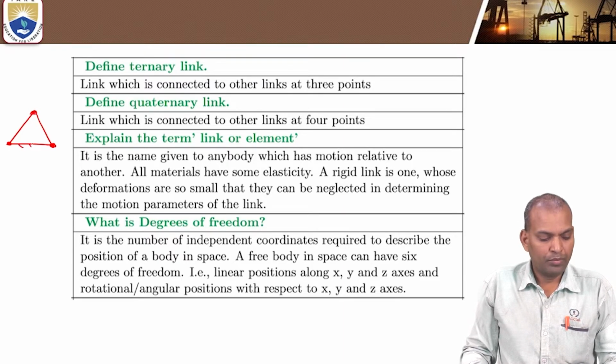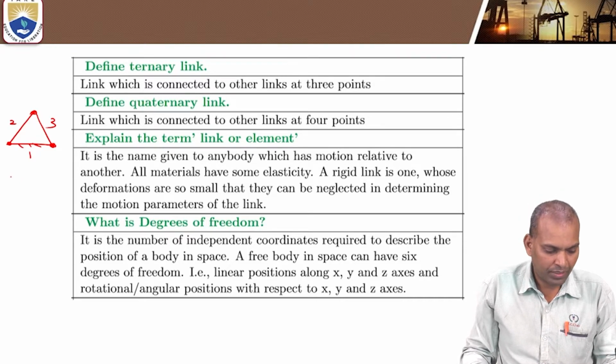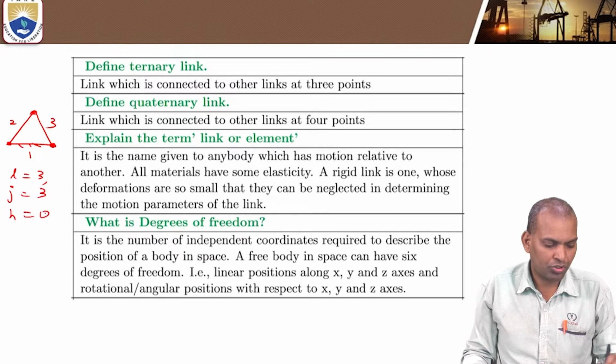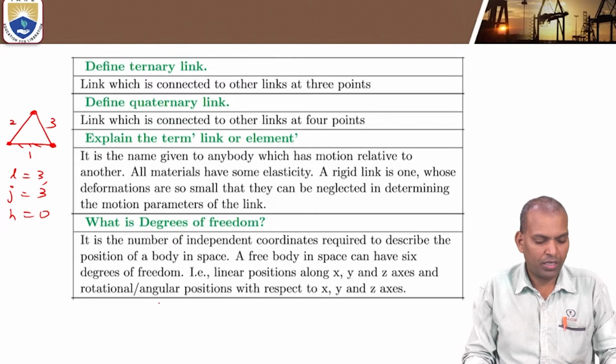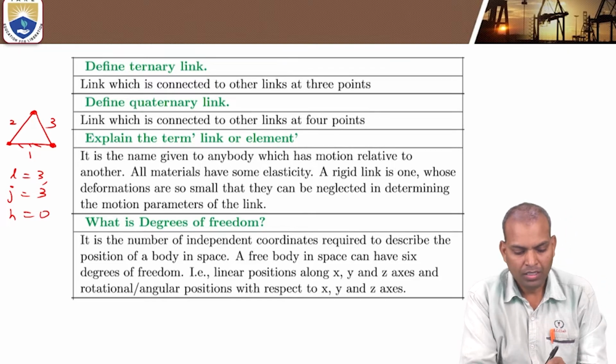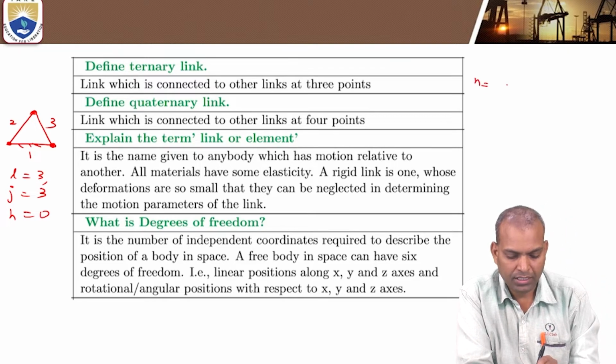Okay, the mechanism has link 1, 2, 3. How can we know the degree of freedom? L equal to 3, J equal to 3, H equal to 0. Substitute in the formula of Grubler's criterion, that is 3 times (L minus 1) minus 2J minus H.